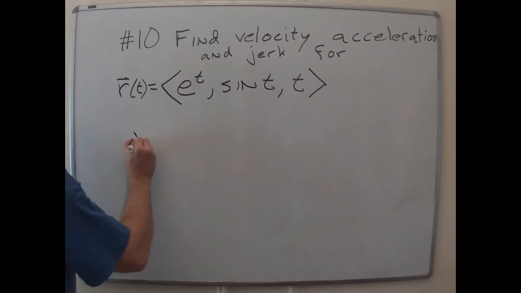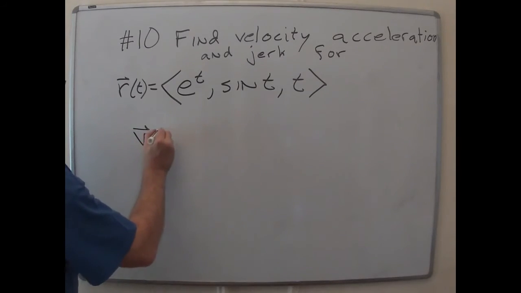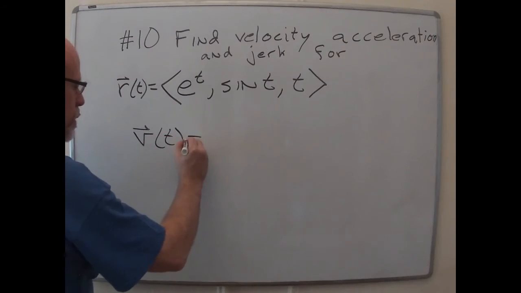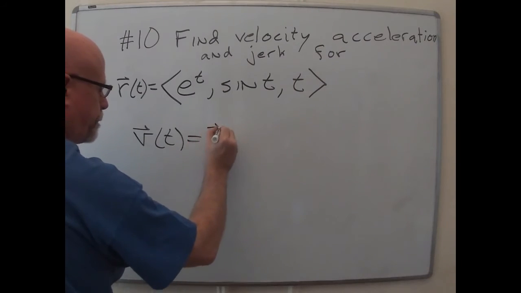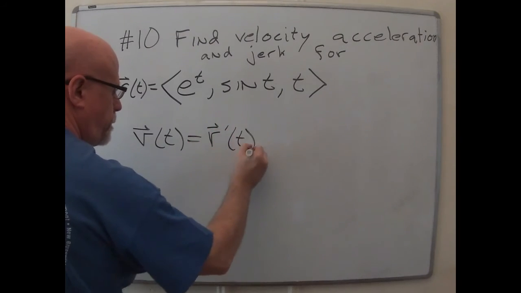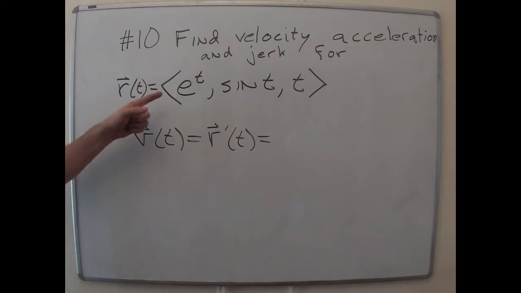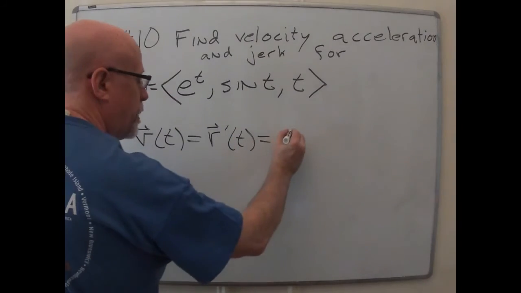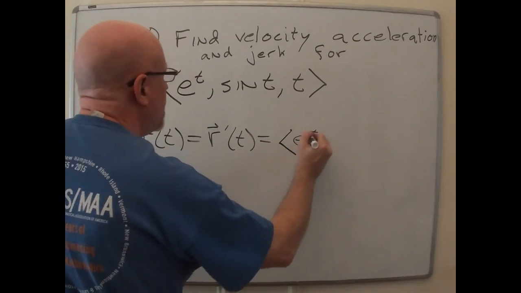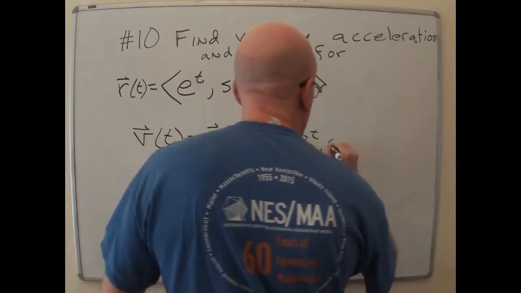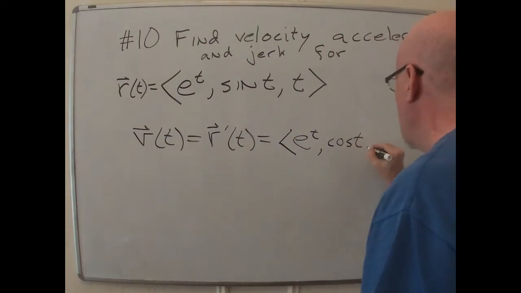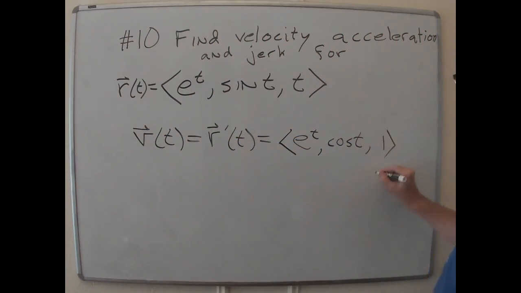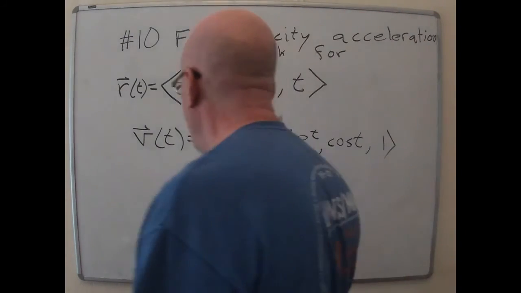So the velocity vector, v of t, is just the first derivative of the position vector. Well, e to the t is its own derivative, right? So we'll have e to the t there. Sine t's derivative is cos t. And t's derivative is 1. We were taking derivatives with respect to time. So there's your velocity vector.